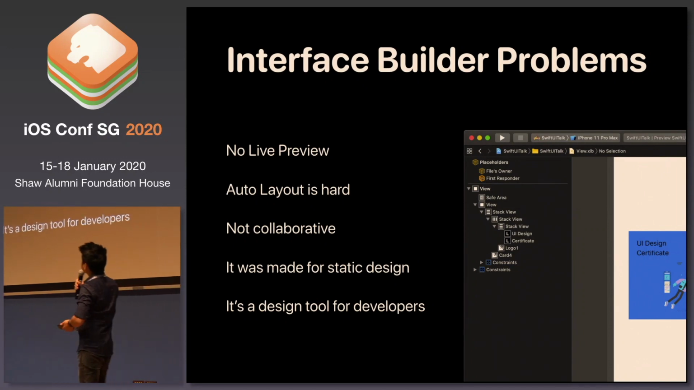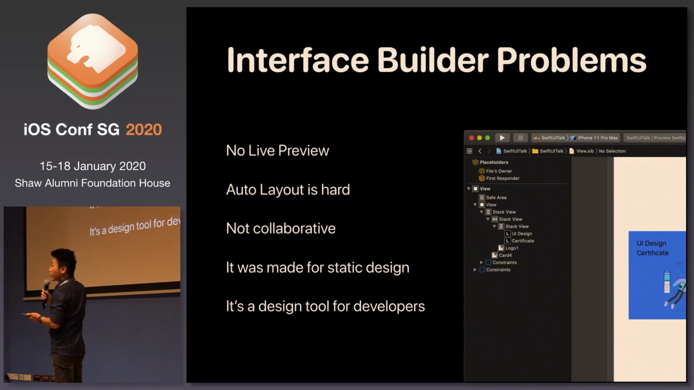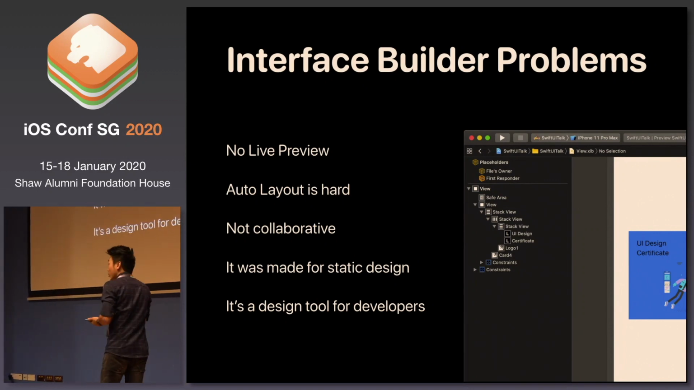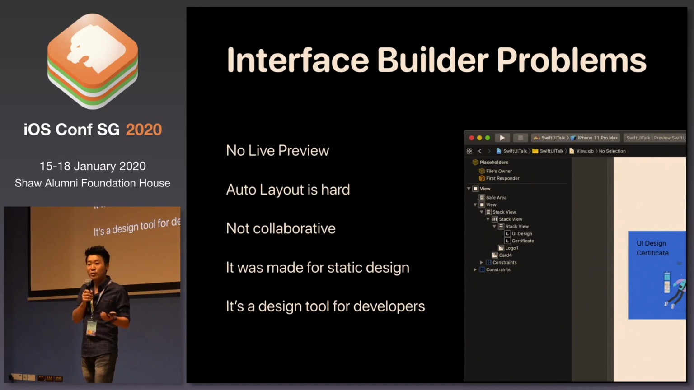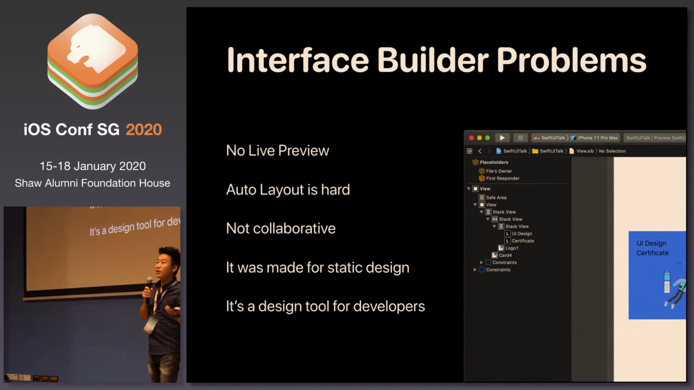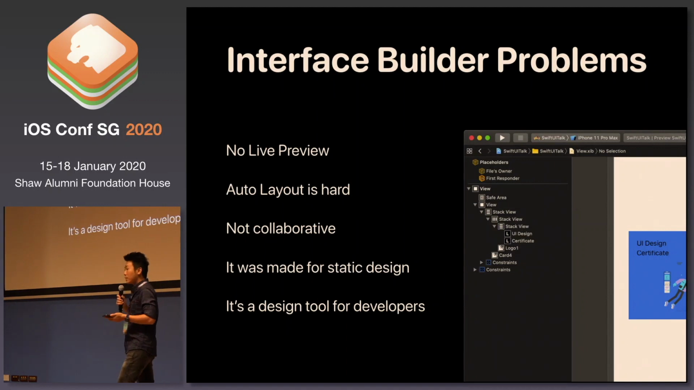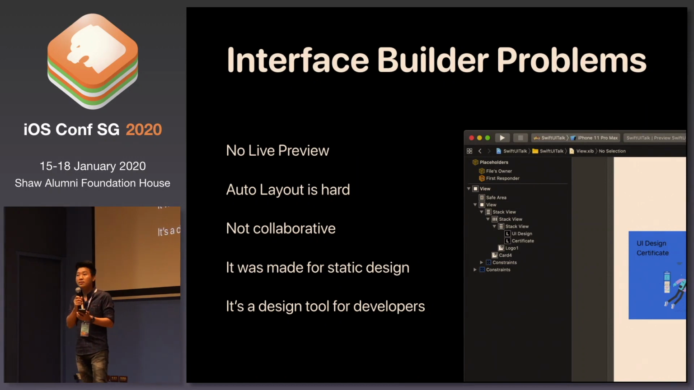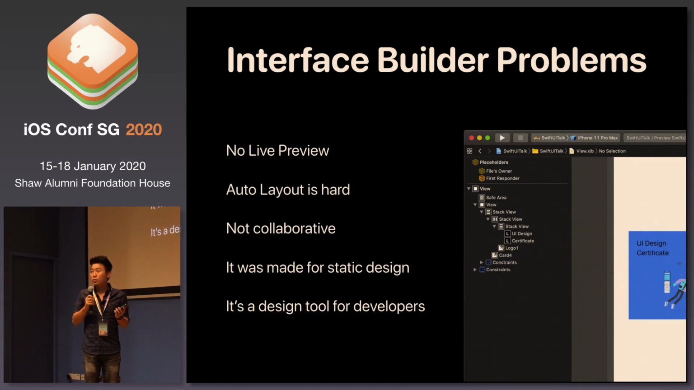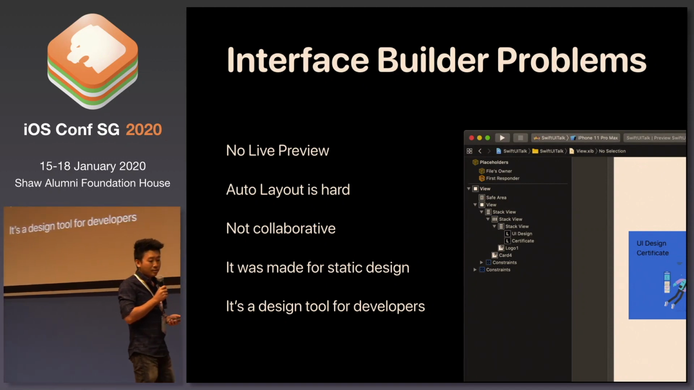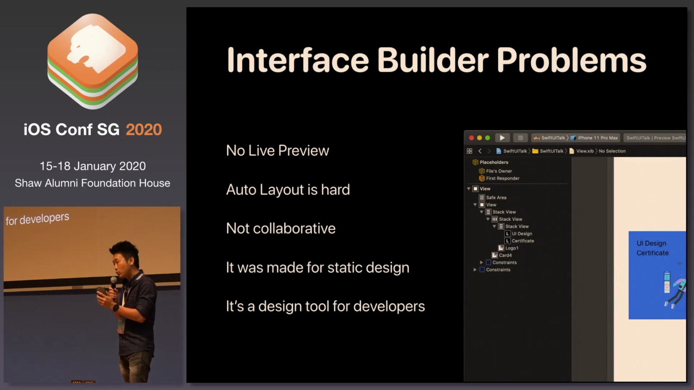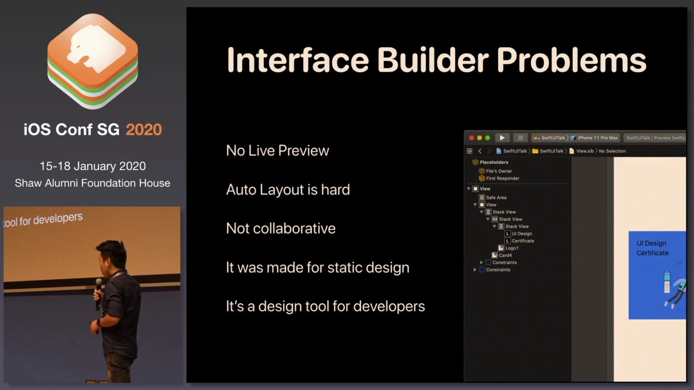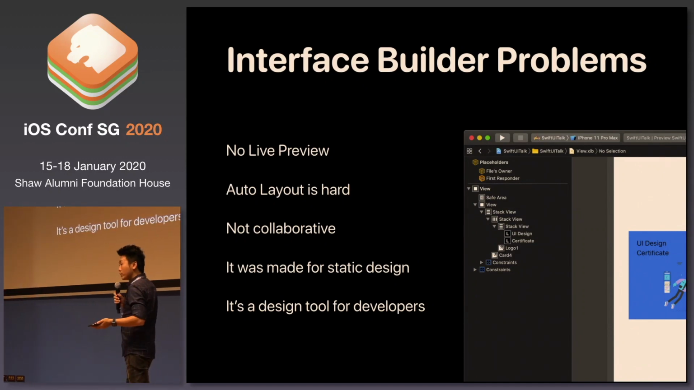So let's take a look at storyboard or Interface Builder. Right now, there's no live preview. Auto layout is hard. Am I right? I mean, it's constraints. You have to take care of the conflicts, priorities, stack views, size classes, so many things that for developers, this is a huge struggle. So auto layout is really hard, and we need a tool that is invented today, not 10 years ago, that really tackles these problems. The third problem is collaboration.